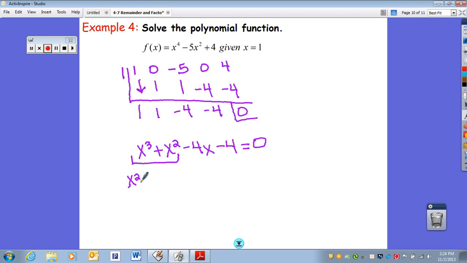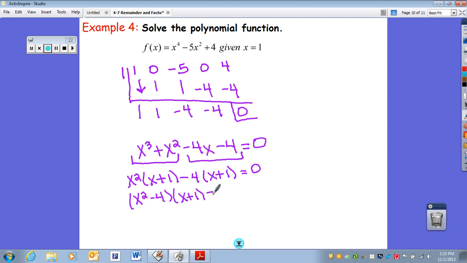So we have x squared as our common factor, and when we divide we get x plus 1. We have negative 4 as our common factor, so we have x plus 1. So we have x squared minus 4 as our first binomial, and x plus 1 as our second binomial. But when we want to factor completely, we recognize that this is the difference of squares pattern, which can be factored into x plus 2 and x minus 2. And then we have our x plus 1.